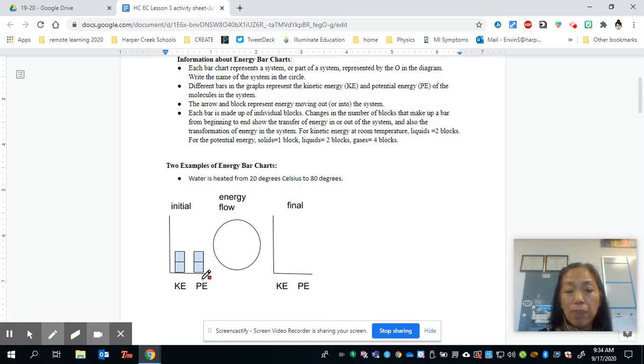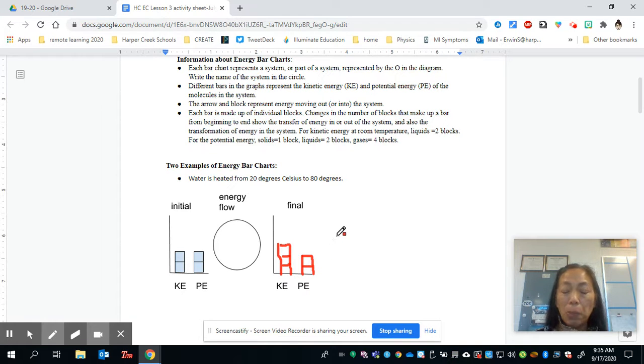it's liquid water. So now when you heat water up to 80 degrees, it is going to have a higher temperature, meaning the particles have a higher kinetic energy. So we can put, instead of 2 blocks, 3 blocks, like so. For potential energy, since water's potential energy at the liquid state is 2, and when you heat water to 80, it's still a liquid, then we would keep the potential energy to 2 blocks.